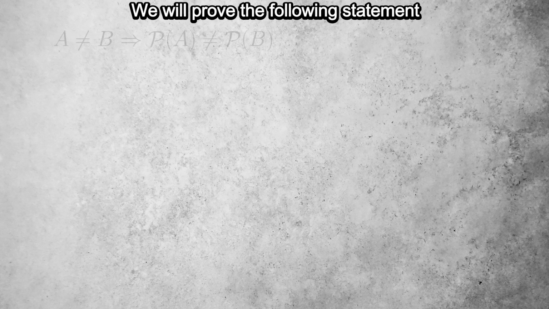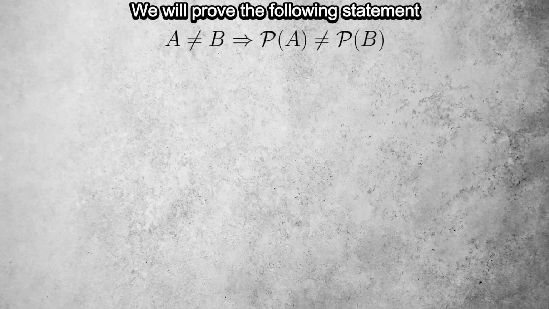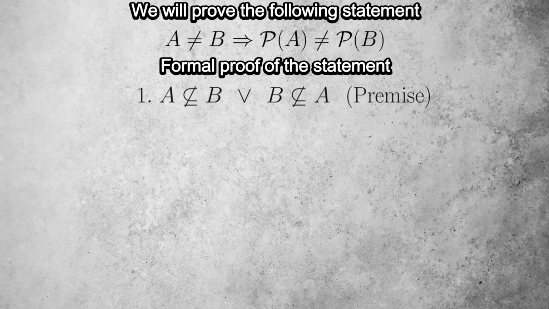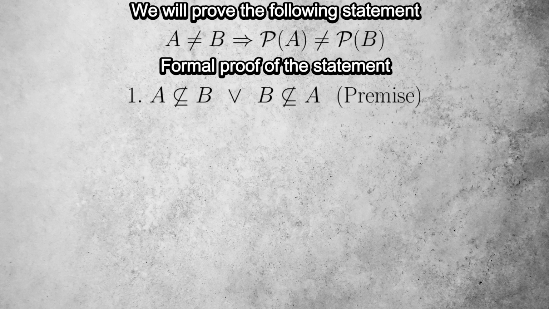We will assume that A is different than B, and we will prove that the power set of A is going to be different than the power set of B. Now, if we assume that A is different than B, then either A is not a subset of B or B is not a subset of A. Let us analyze both cases separately.